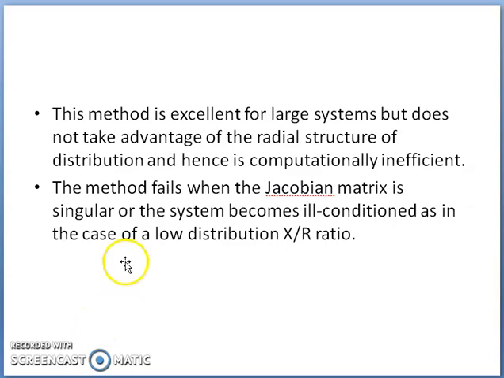Basically, this method is very excellent compared to the previous method, especially for larger systems, but it does not take advantage of the radial structure of distribution, and hence it is computationally inefficient, very much so as far as computation is concerned. This method also fails when the Jacobian matrix is singular, or the system becomes ill-conditioned, as in the case of a low distribution X/R ratio.